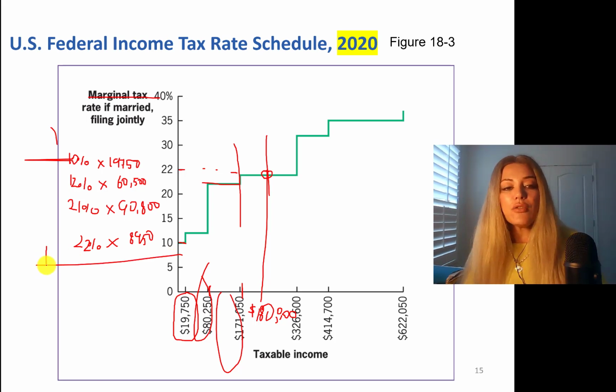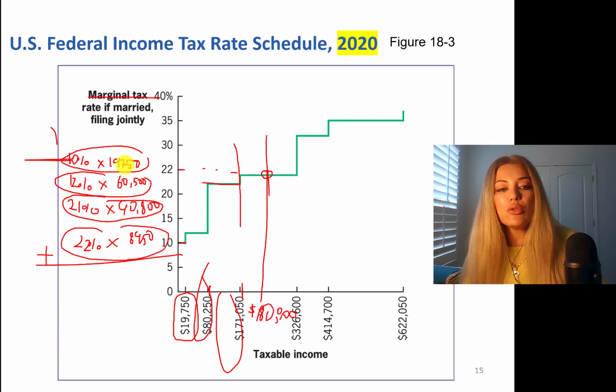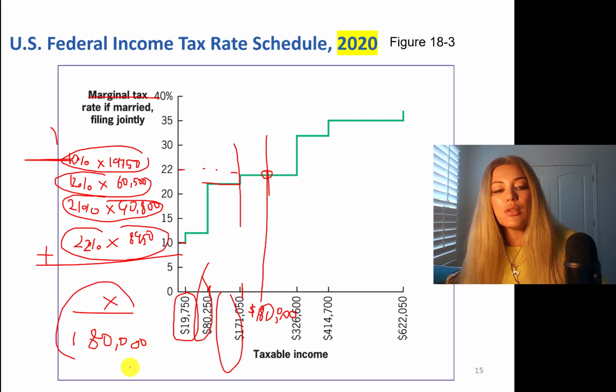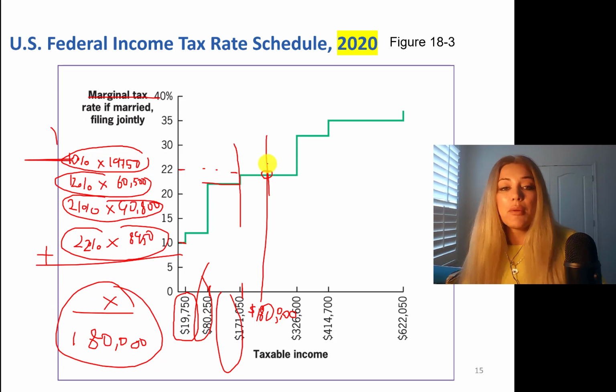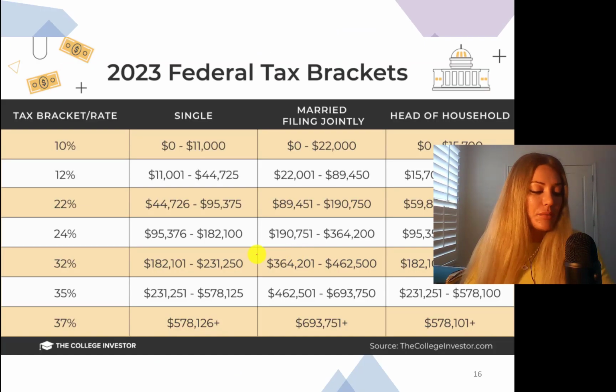Okay, so how do you find total tax paid? It's very easy. You multiply 10% with this, 12% with 60,500, the next rate with this amount, 22% with this amount, and add that number, that X number, divided by your total taxable income. That's going to give you your average tax rate. Marginal tax rate is easy to see, 22%. Let's take a look at something else.